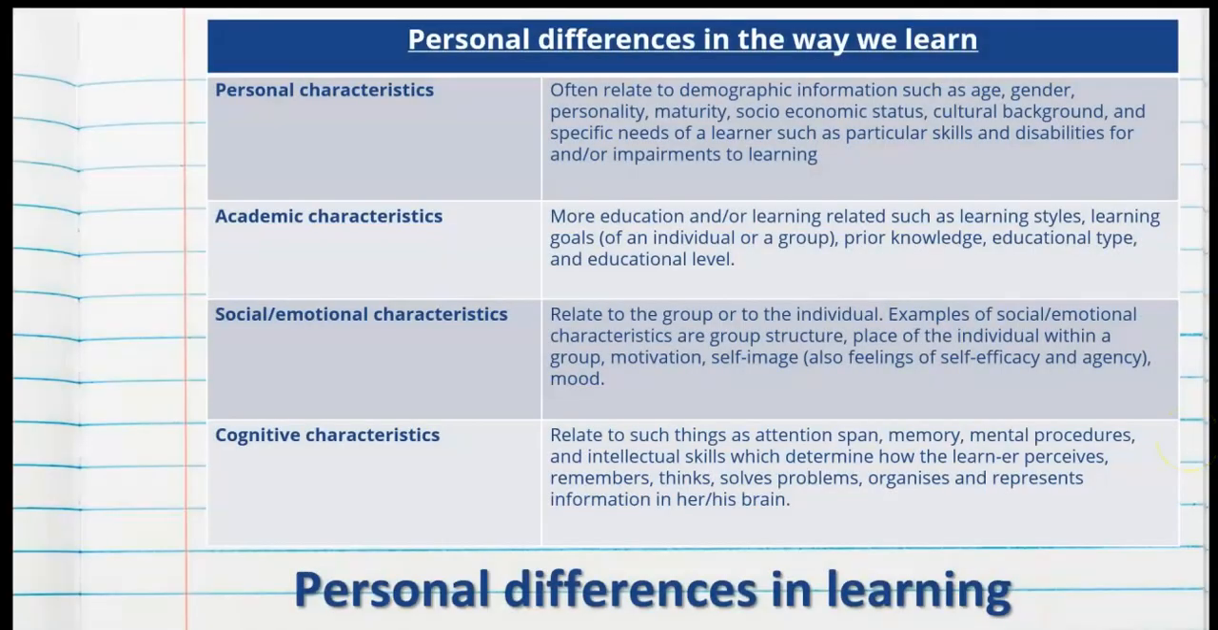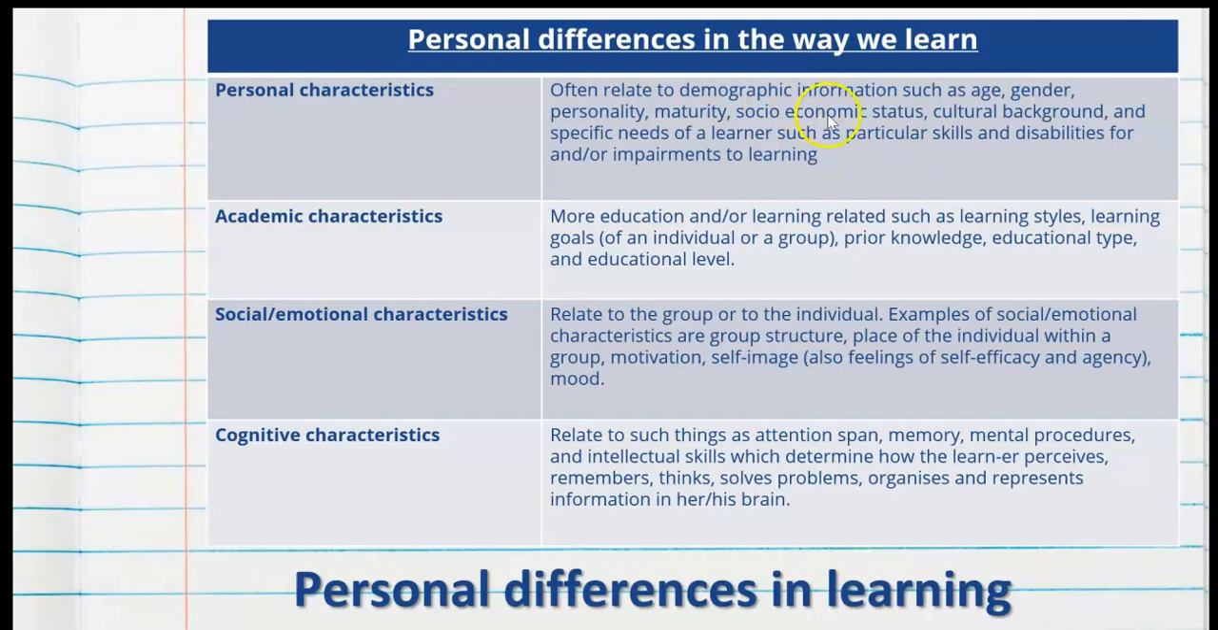Personal differences in the way we learn include personal characteristics, academic characteristics, social or emotional characteristics, and cognitive characteristics. Personal characteristics often relate to demographic information, such as age, gender, personality, maturity, socioeconomic status, cultural background, and specific needs of a learner, such as particular skills and disabilities for and/or impairments to learning.